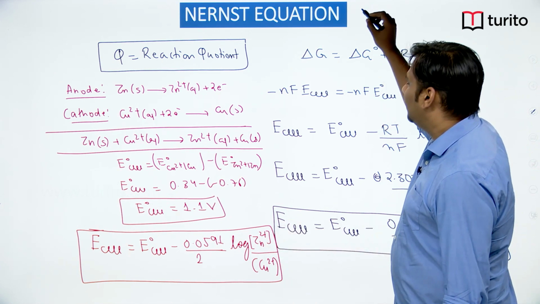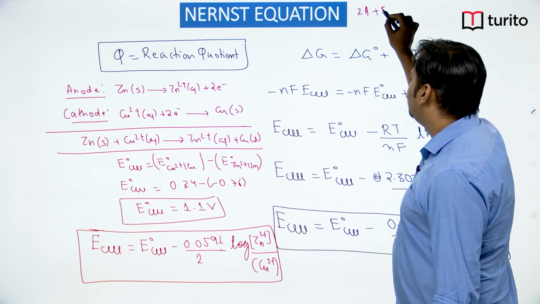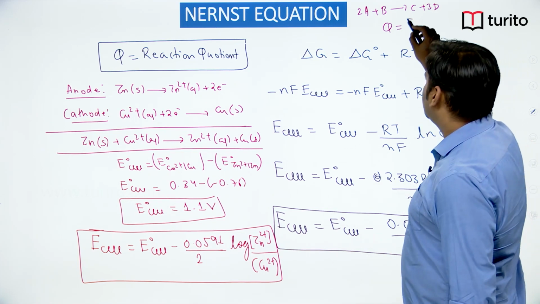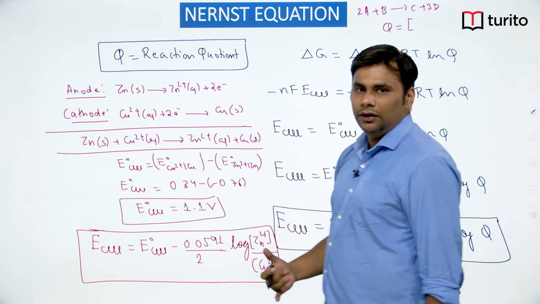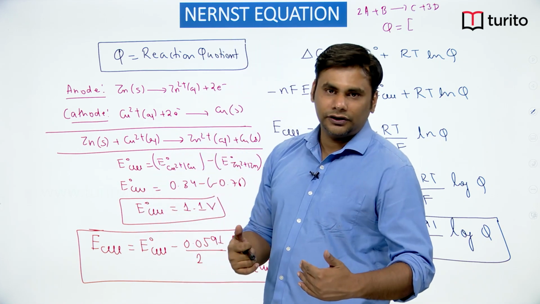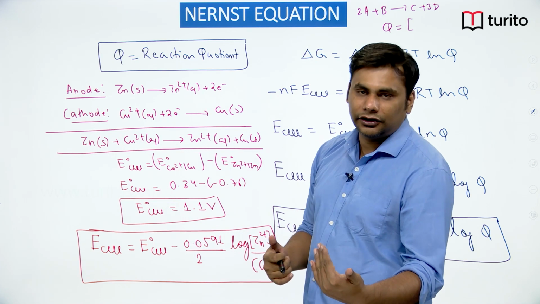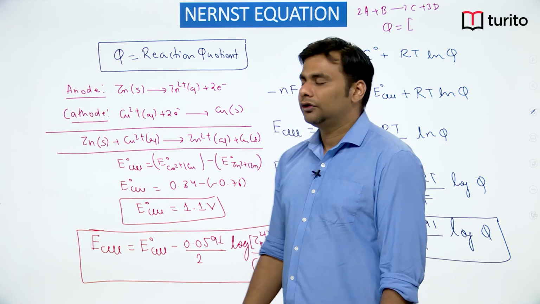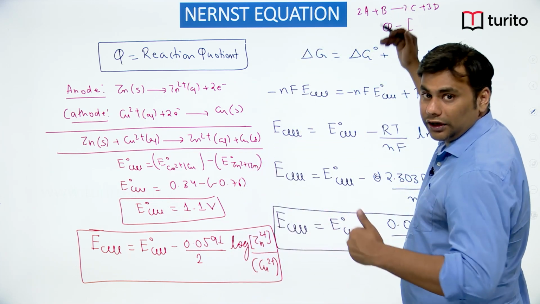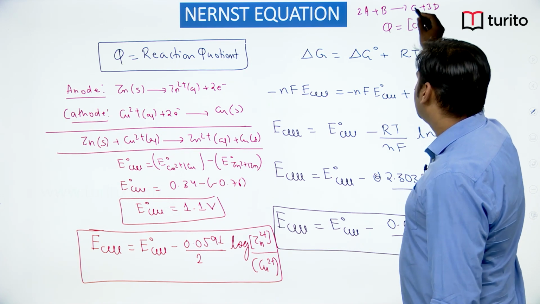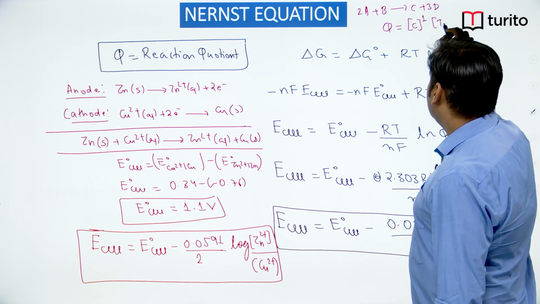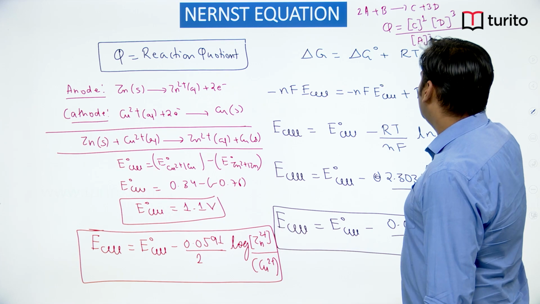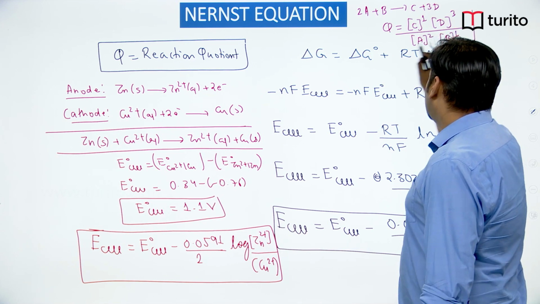If you are having any confusion, say you are writing 2A plus B changing into C plus 3D. If you want to write the reaction quotient, it is the product of concentrations raised to the power of their stoichiometry, divided by the product of concentrations of reactants raised to the power of their stoichiometry. So Q will be, always product upon reactant, the concentration of C raised to power 1, into the concentration of D raised to power 3, divided by the concentration of A raised to power 2 into the concentration of B raised to power 1. So this is basically your Q.